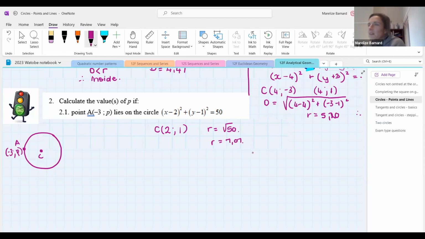So if point A lies on the circle, how's that going to help us find what P is? How will we do this? Does anyone have any ideas that they want to share? How will we do this?